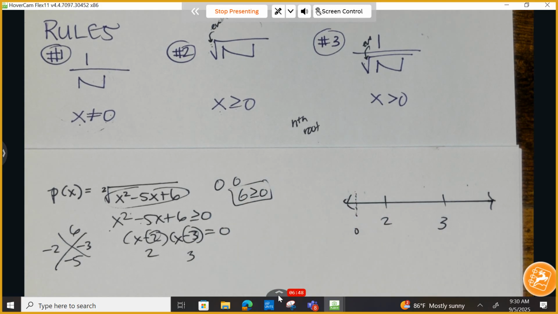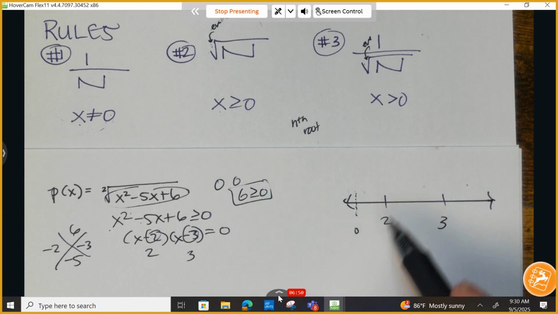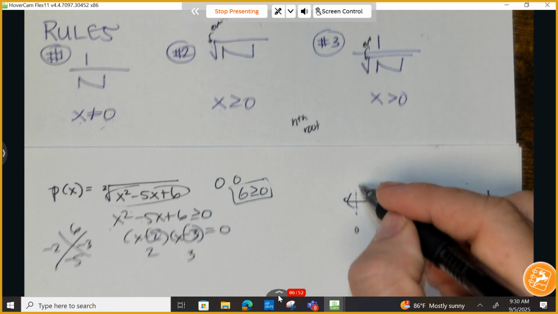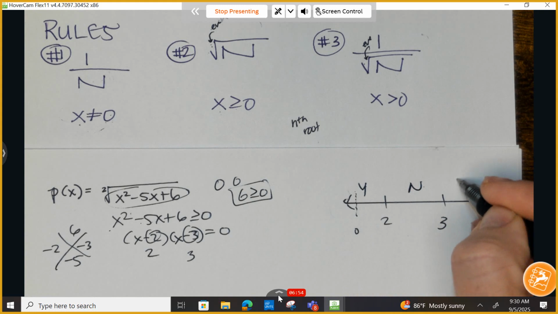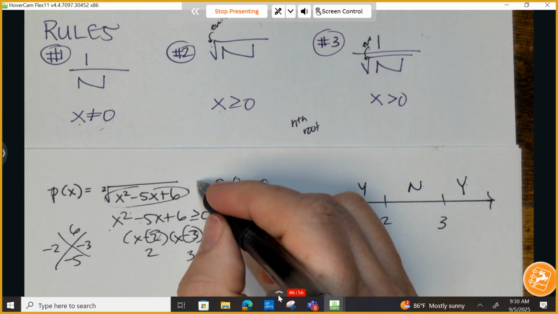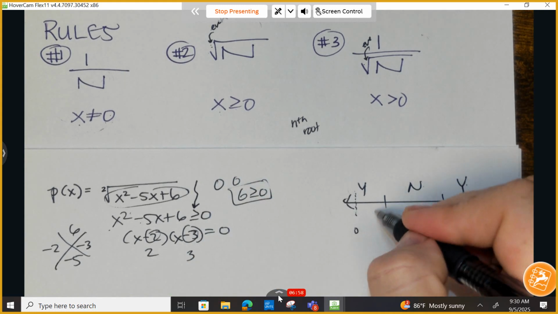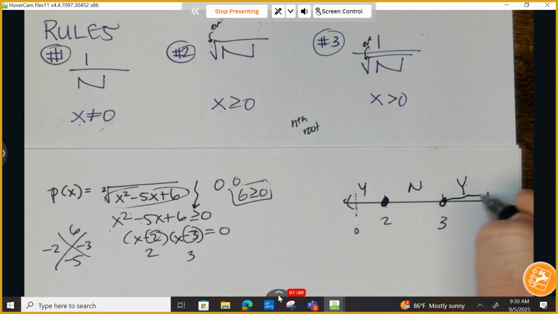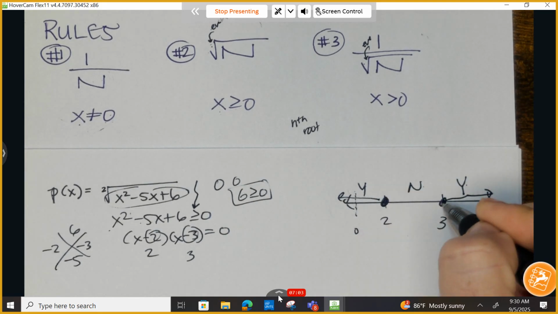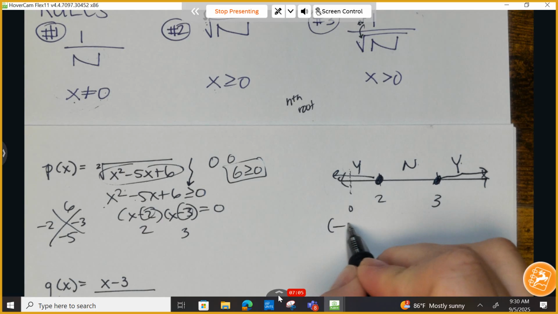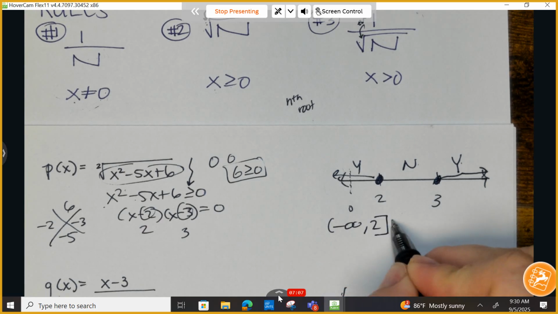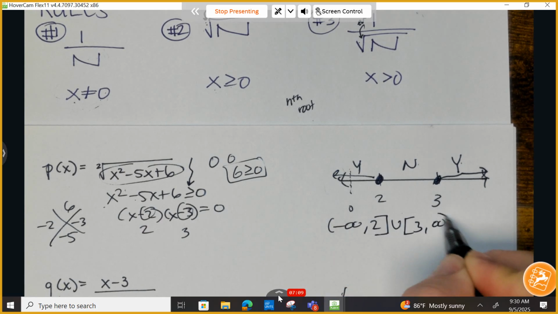Is that a true or false statement? It's a true statement. I tested to the left of 2. It was true. So this is a yes, a no, and a yes. Also come back and look. This symbol says I need to have a closed dot. So this is what it looks like. How do I write that? Negative infinity all the way up to 2 we included, and we include 3 all the way to positive infinity.